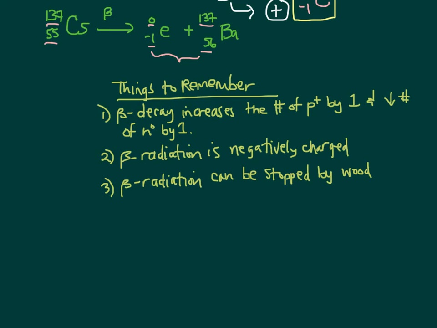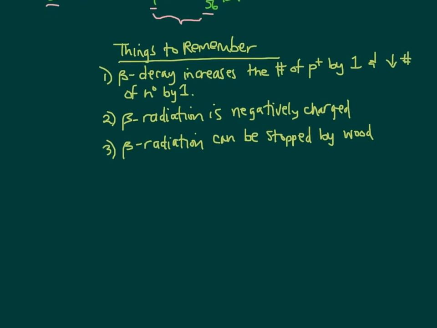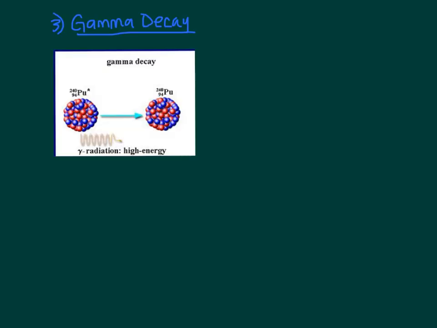Alpha particles are huge, right? 2 protons, 2 neutrons, especially compared to the size of a beta particle, which is just the size of an electron. So let's move on to the last type of nuclear decay. This is called gamma decay.